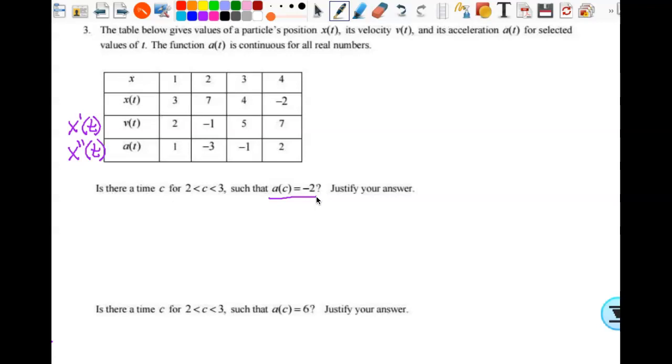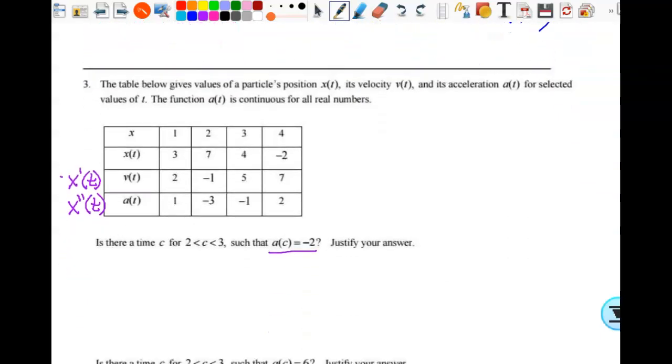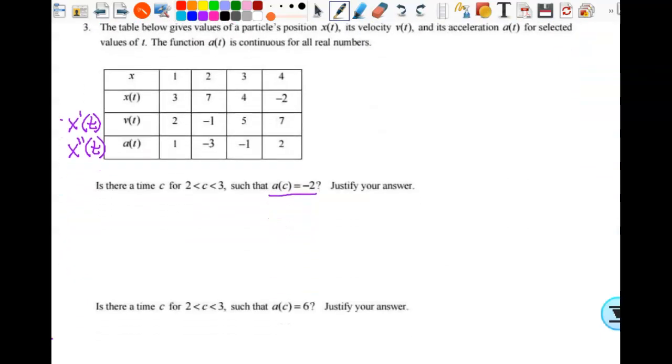In order to actually find the average rate of change, we use the x prime. Just like here, when we were finding the average rate of change, okay, we were using the f to find, and we were going to set it equal to f prime, right? So that was one of the things that y'all had trouble with on that test, right, using the wrong one.